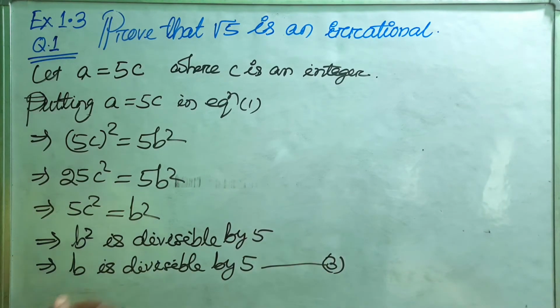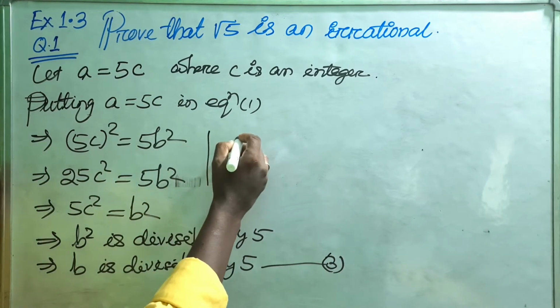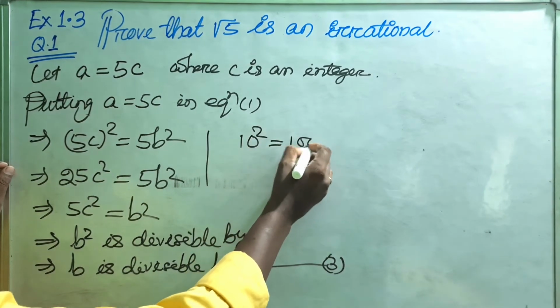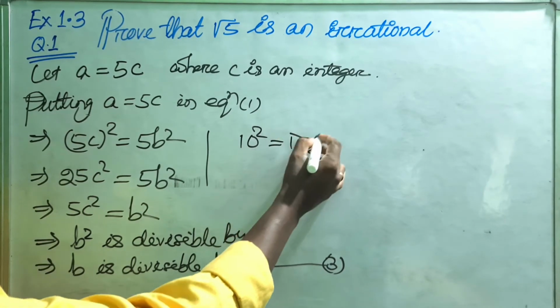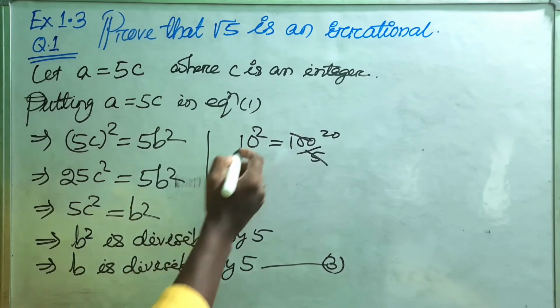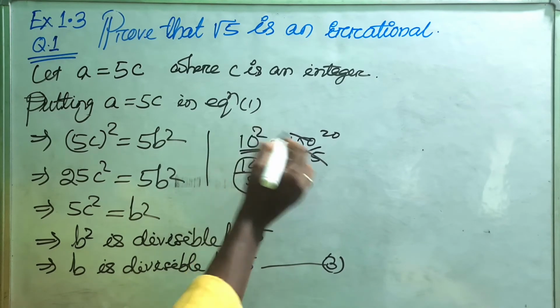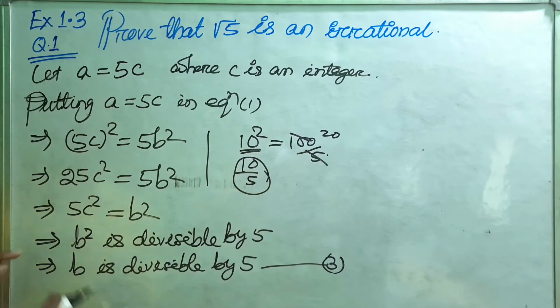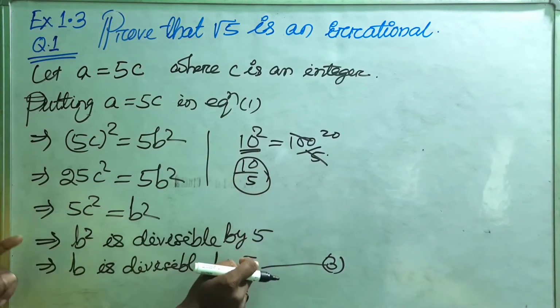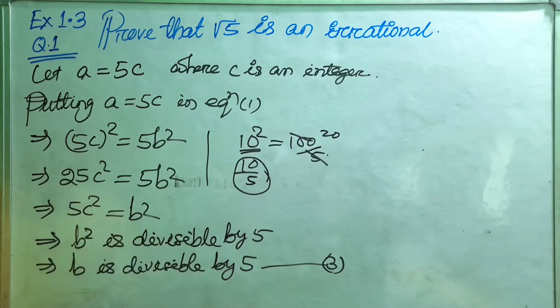Now you can ask, if b square is divisible by 5, then why is b divisible by 5, just like a square is divisible by 5 and a is divisible? Because look here, 10 square is equal to 100, and 100 is divisible by 5; you will cut it and get 20. Now 10 is also divisible by 5. So when 10 square is divisible by 5, 10 is also divisible by 5. That is why, if b square is divisible by 5, then obviously b is also divisible by 5. Now let me erase this, then we will write the next line.